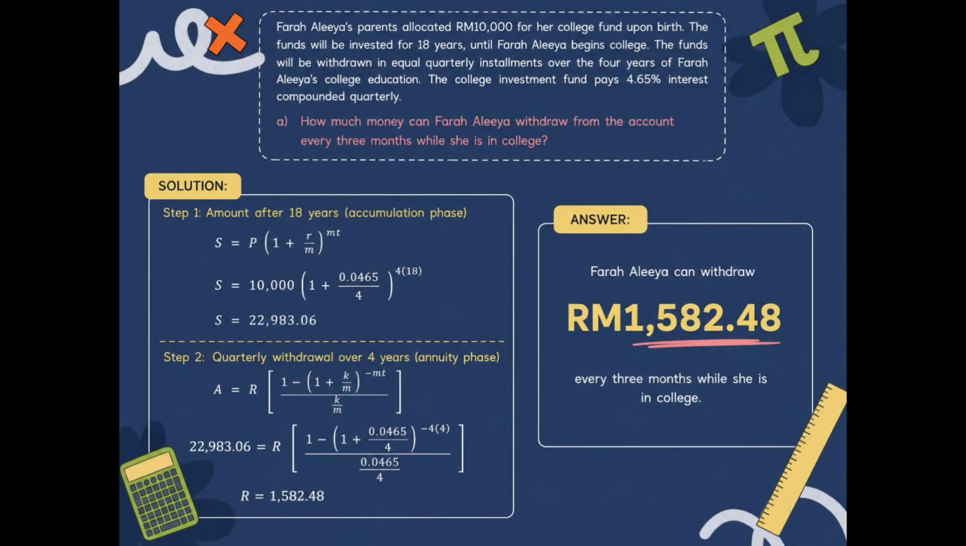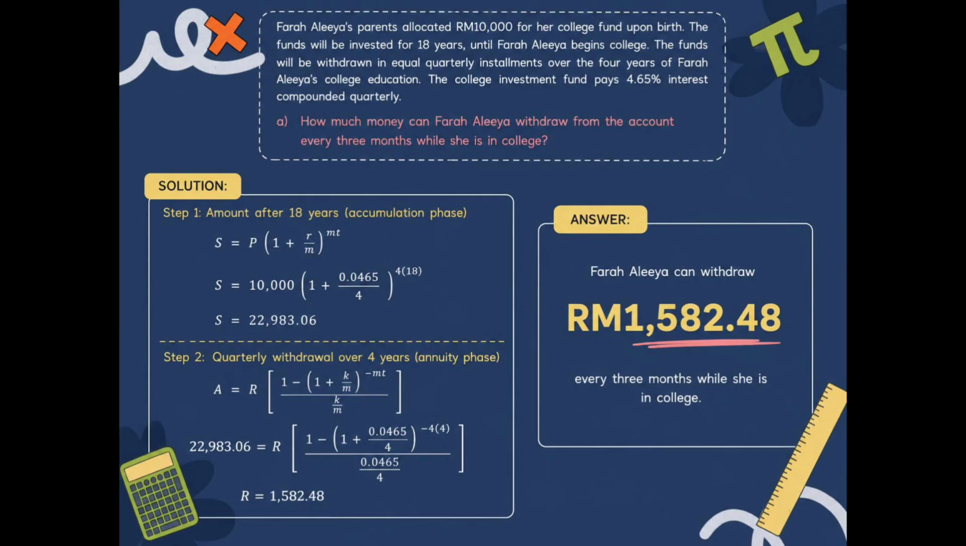Next is case study 2. Question A. How much money can Farah Alia withdraw from the account every 3 months while she is in college? So the information given, Farah Alia's parent invested 10,000 ringgit. The investment earns 4.65% interest per year, compounded quarterly, and remains invested for 18 years. When Farah begins college, the accumulated fund will be withdrawn in equal quarterly payments over 4 years.